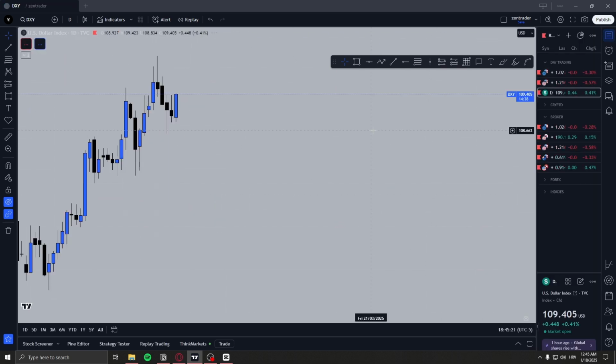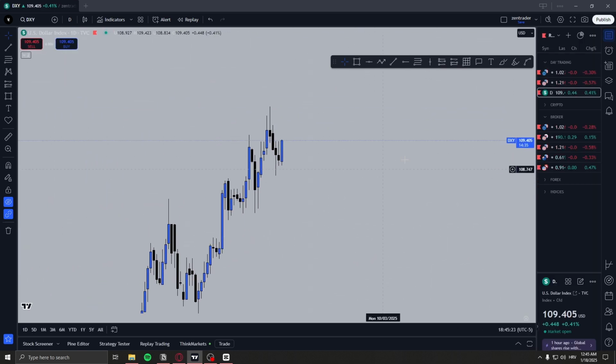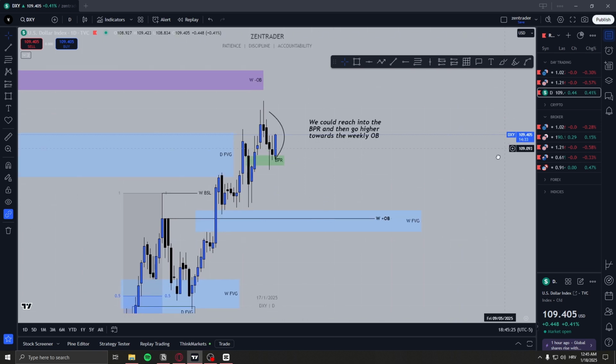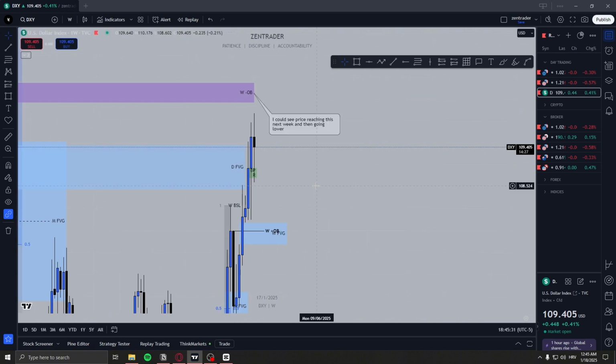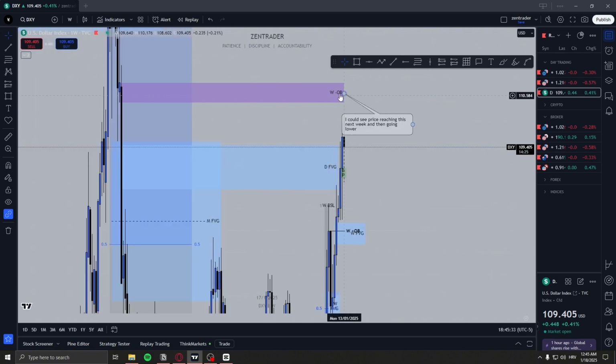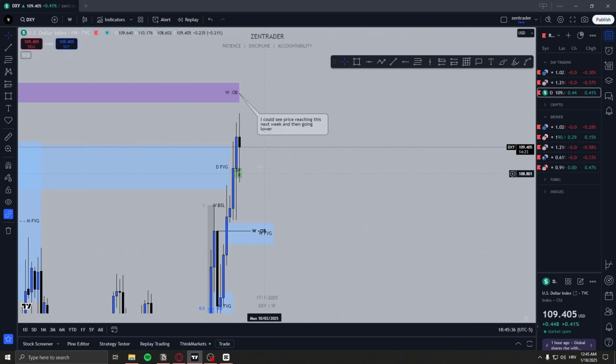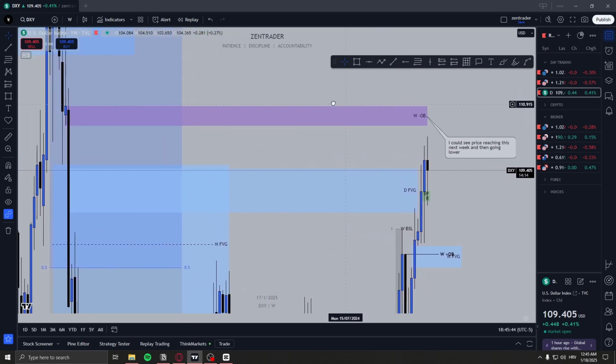Now, also a reason that we are bearish is because on DXY we can see that price did this, but from this BPR it can go higher, which as you can see it is doing. So we are targeting this weekly order block right above here. So we are expecting this week and maybe the next one or two weeks to be bullish, so that we can reach into this order block, and then we'll see where price goes.